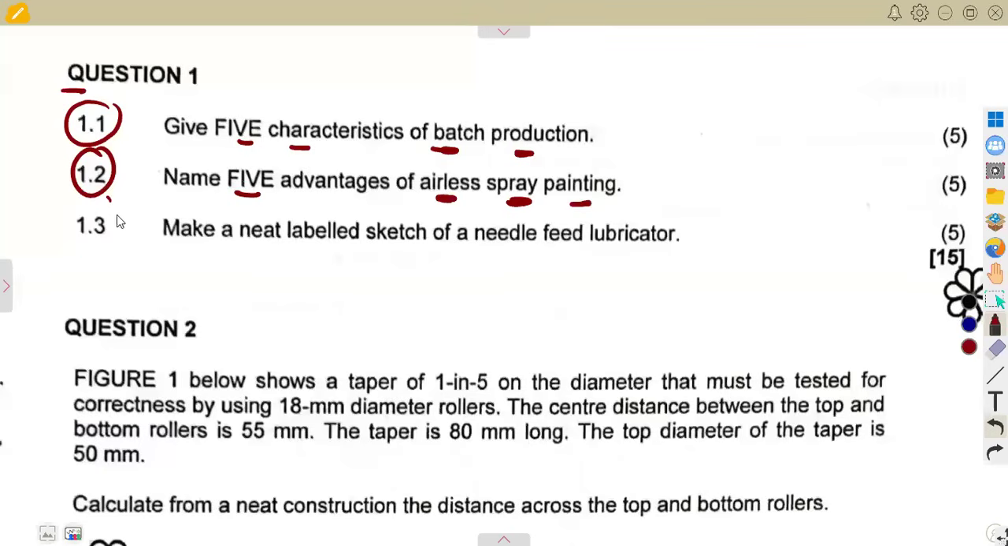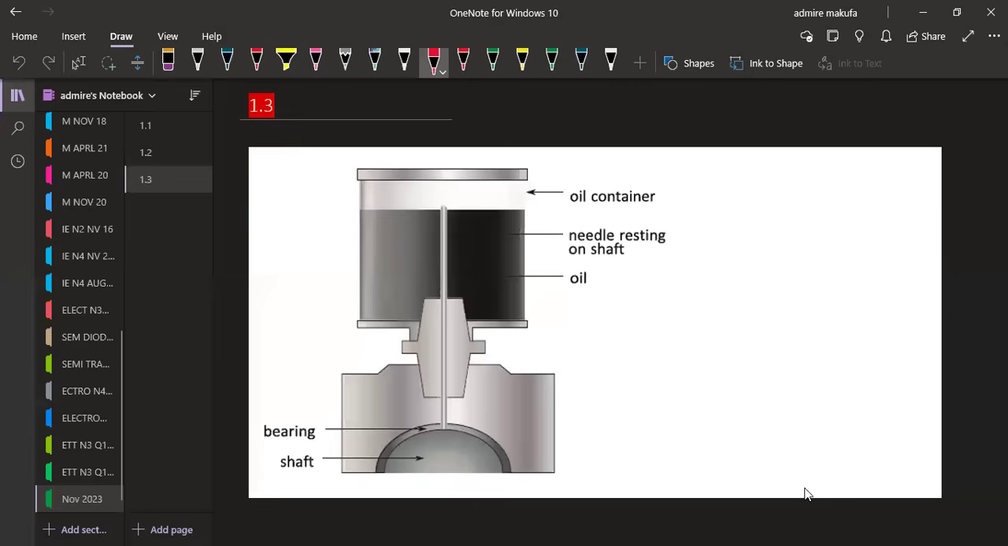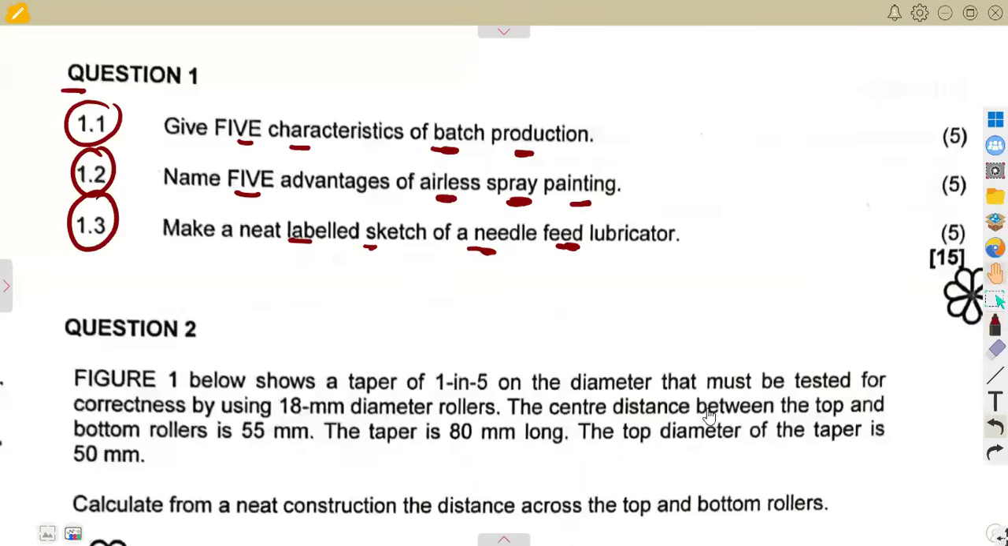Then 1.3 was to make a neat labeled sketch of a needle feed lubricator. So this is what you are going to have at the end. It is something like this: you have the bearing, shaft, oil, the needle resting on the shaft, and also the oil container. With this, you are going to obtain 5 marks, which makes 15 marks on question number 1.